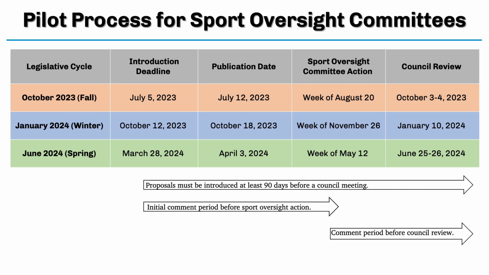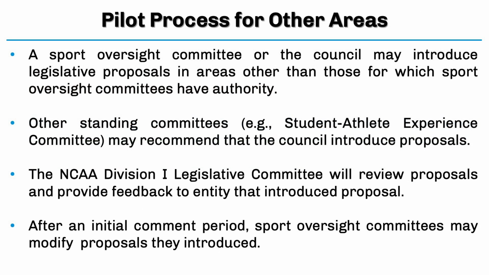Legislation amended and adopted by the Council shall be considered final at the conclusion of the Council meeting during which it is adopted. The NCAA Division I Board of Directors, during any meeting, may review and take action related to legislation adopted or defeated by a Sport Oversight Committee or the Council. Proposals in all other areas will follow a similar process.